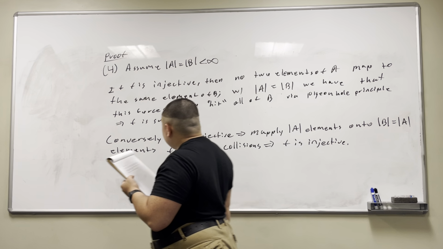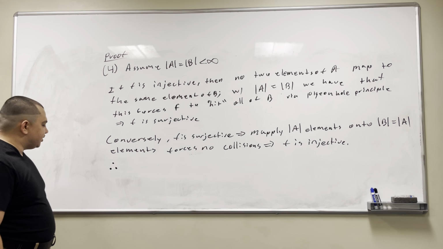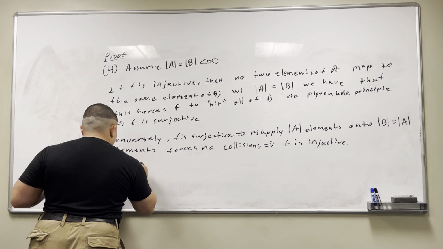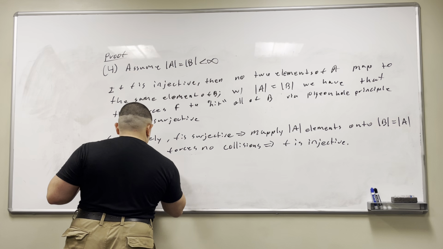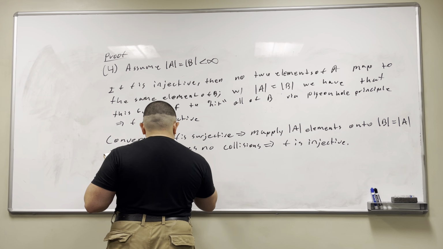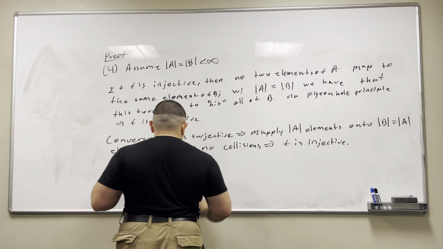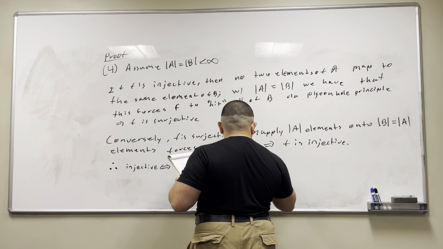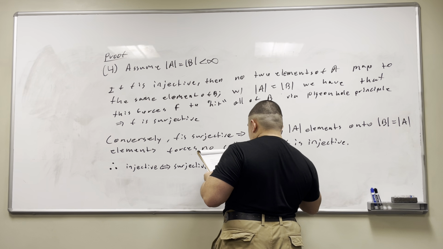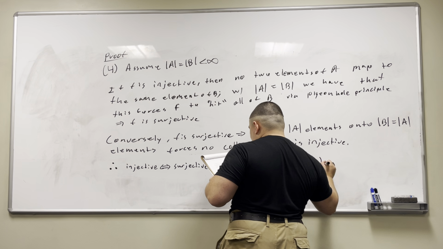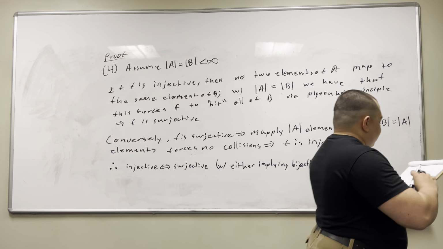So, therefore, which by the way, the symbol for therefore is these three dots in the shape of a triangle. Therefore, injective if and only if surjective, with either implying bijective in the case of finite cardinality. Okay, very good.